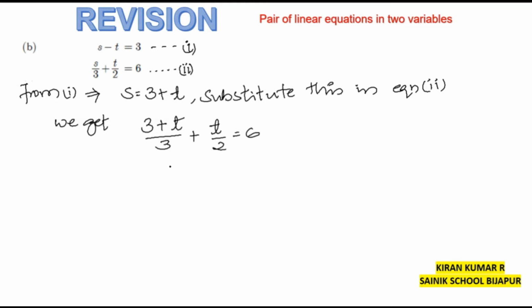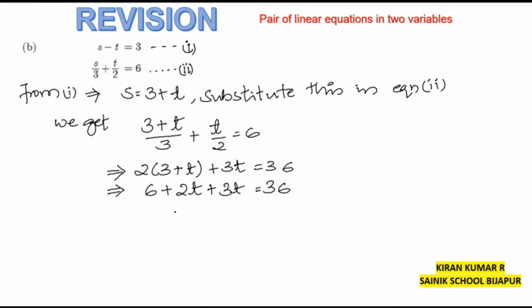Take the LCM. LCM will be 6. So you need to cross multiply 6 with 6. So we'll be getting 2 times (3 plus t) plus 3 times t equal to 36. This implies 6 plus 2t plus 3t equal to 36. This implies 5t equal to 30. I have transposed 6 to the right hand side. Therefore, the value of t obtained is positive 6.